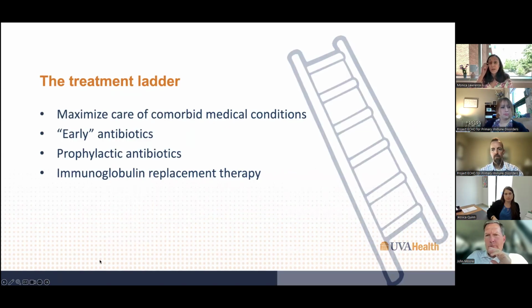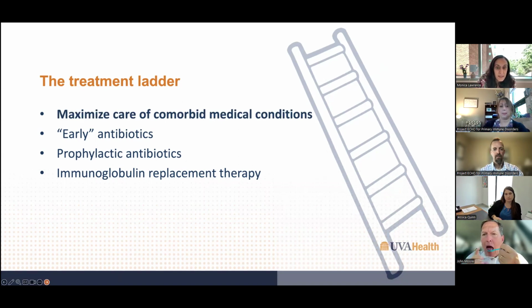This is what I call the treatment ladder, and I'm going to go through each of these steps. Whenever I think about a patient who has a milder immune deficiency, I like to force the fellows that I work with to go step by step through each of these steps to make sure that we are appropriately targeting our therapy at what actually needs to be treated, because frequently it's not the immune deficiency. So the first thing I'm going to talk about is comorbid medical conditions.